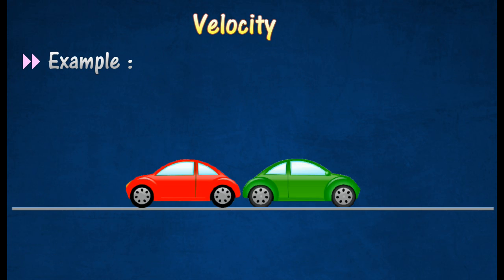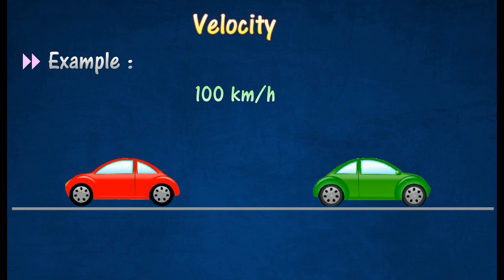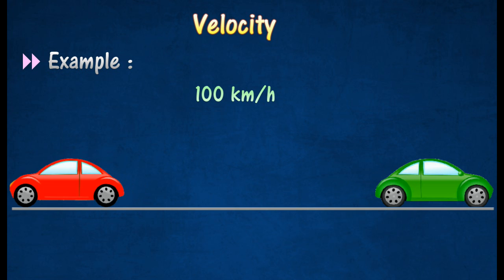Two cars could be traveling with the same speed of 100 kilometers per hour on a motorway. However, only by stating one car is traveling 100 km per hour west, and the other 100 km per hour east, do we realize they are traveling in opposite directions. Thus, the velocity gives a better indication of the motion.